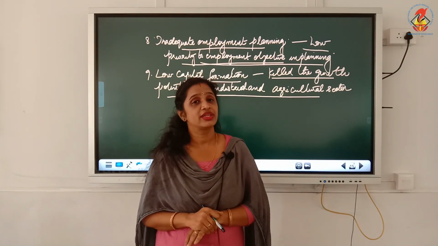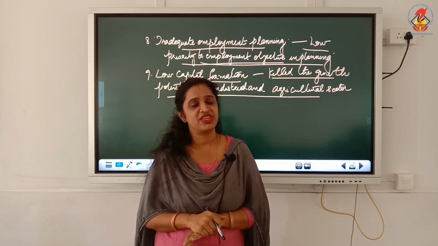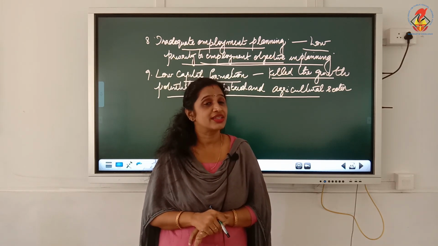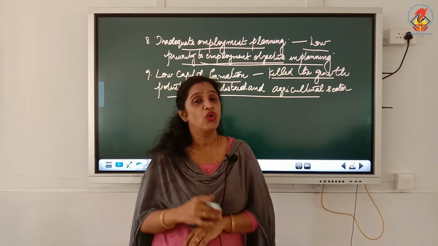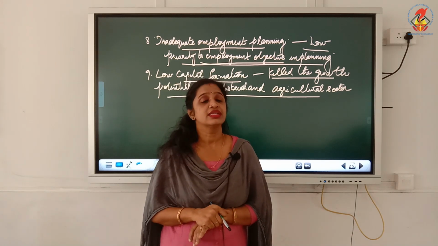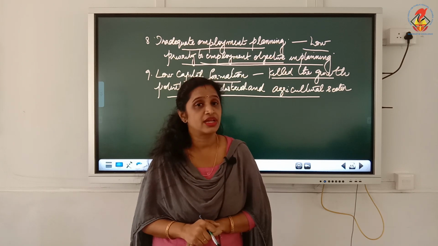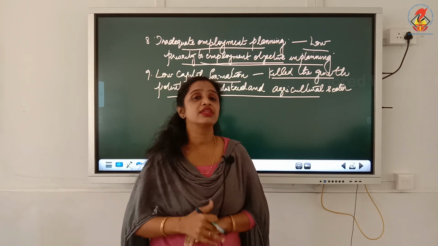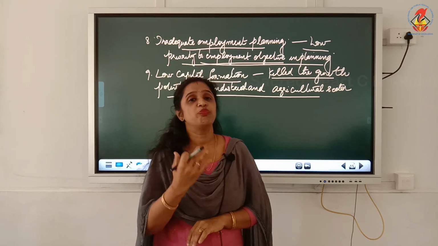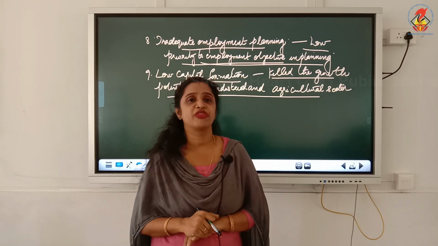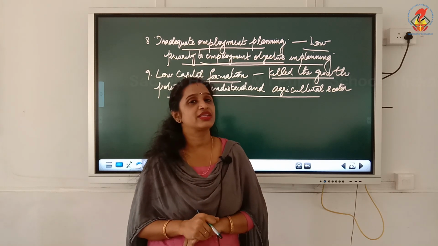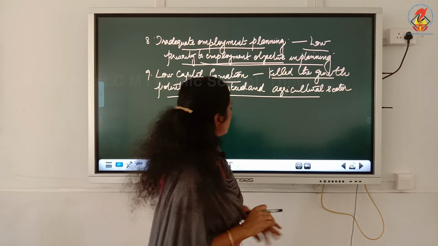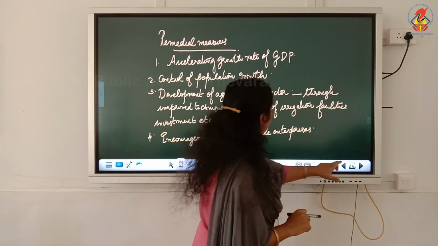So, you know that the contribution to GDP comes from the industrial sector, agricultural sector as well as from the service sector. Only if the agricultural sector, service sector and the industrial sector are growing, more employment opportunities will be there. If these sectors have to grow, there should be capital formation. So, the lack of capital has created the problem of unemployment. So, these are the major problems of unemployment.